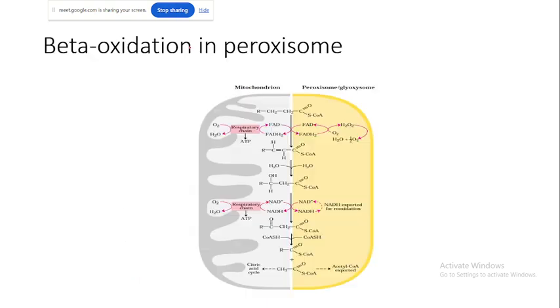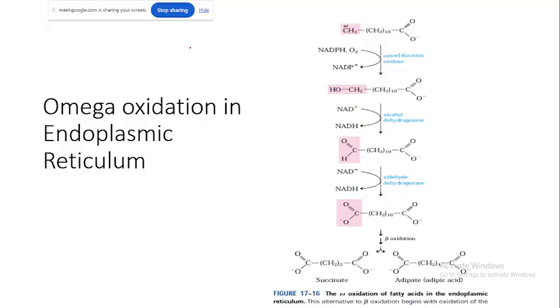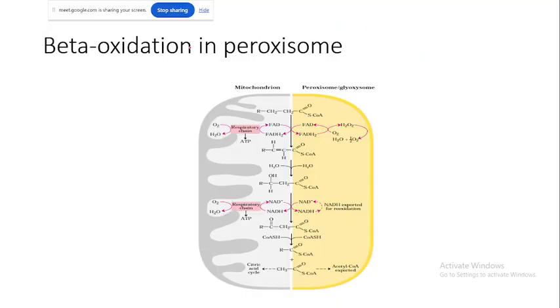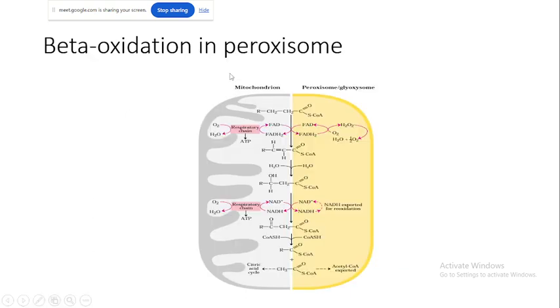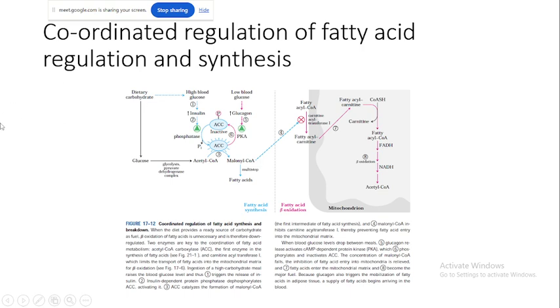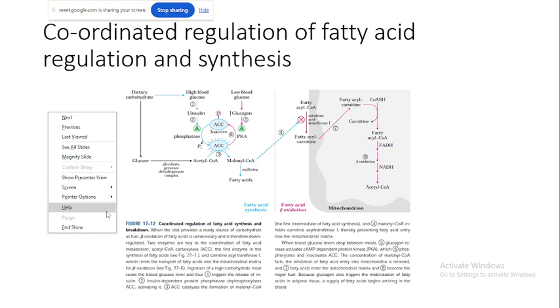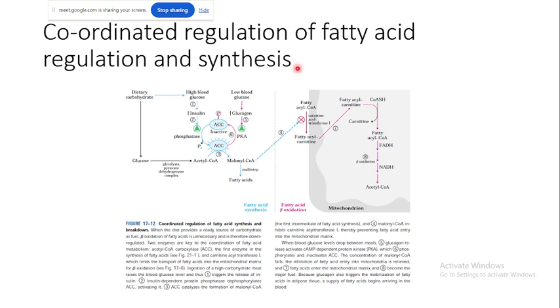Now we will see the coordinated regulation of fatty acid oxidation and synthesis. Because in the cell, fatty acid oxidation takes place in the mitochondria, and fatty acid synthesis is also required. So how will this regulation between fatty acid breakdown and synthesis happen?